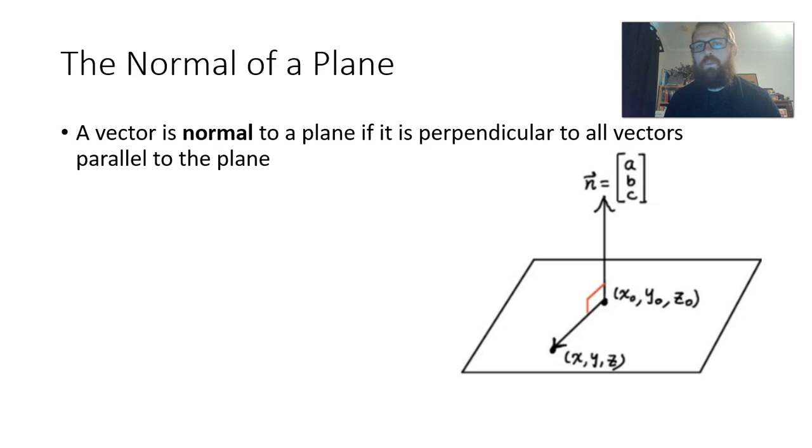So just to delve into the normal of a plane. A vector is normal to a plane if it's perpendicular to all vectors parallel to the plane. Okay, so no matter what we draw on this plane down the bottom, if it's on the plane, this n is going to be perpendicular to any of those. Okay, so if we think about this plane as like a tabletop, it means our normal vector is coming straight out of it, straight up, and any direction you go on the tabletop is going to be at right angles to that.